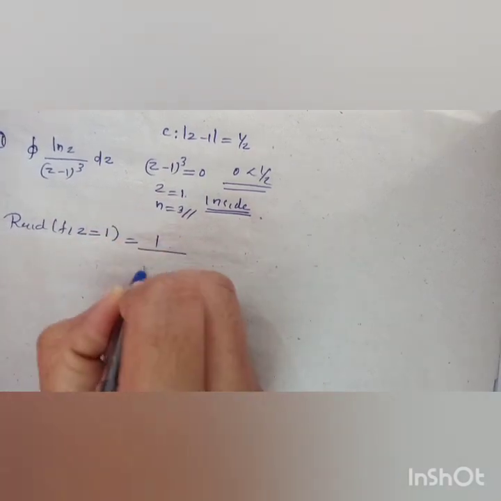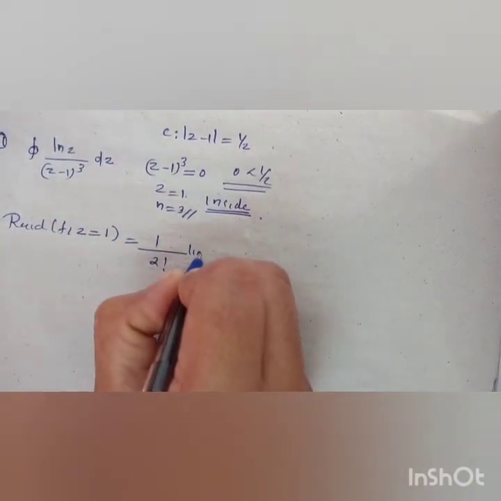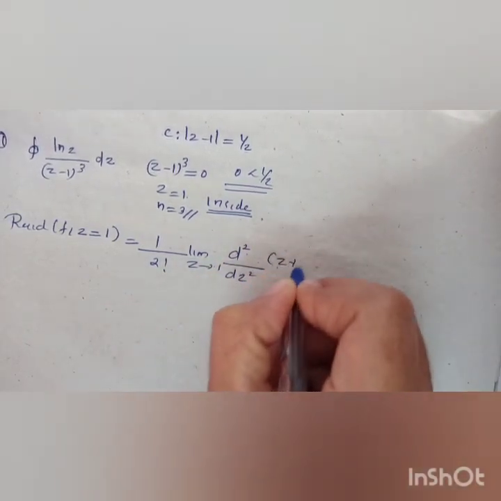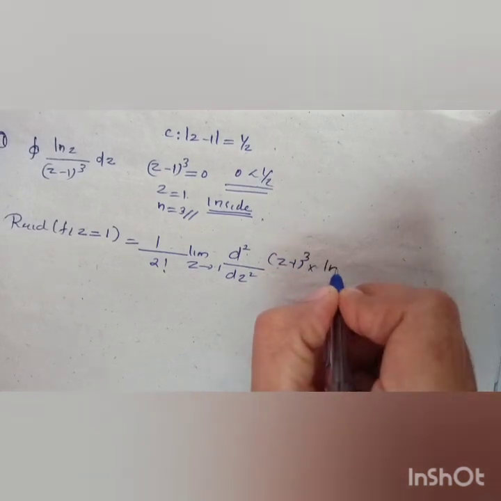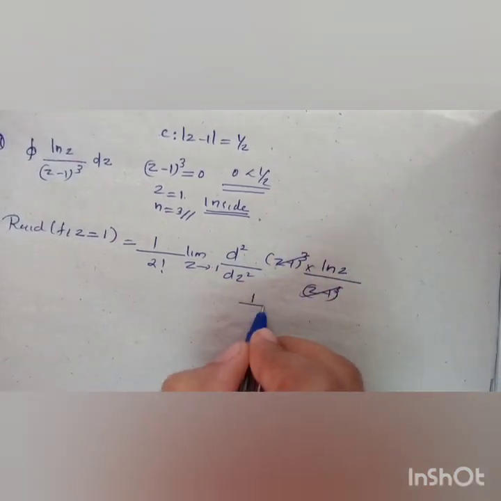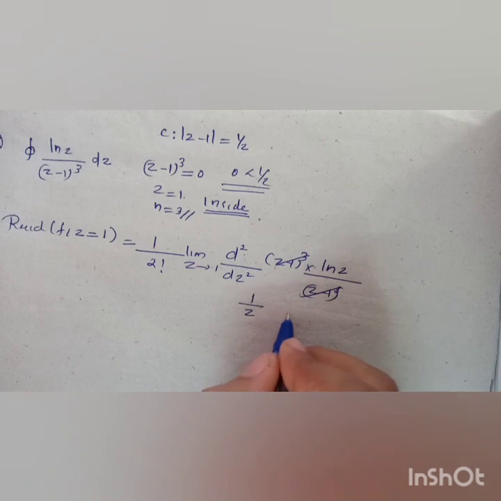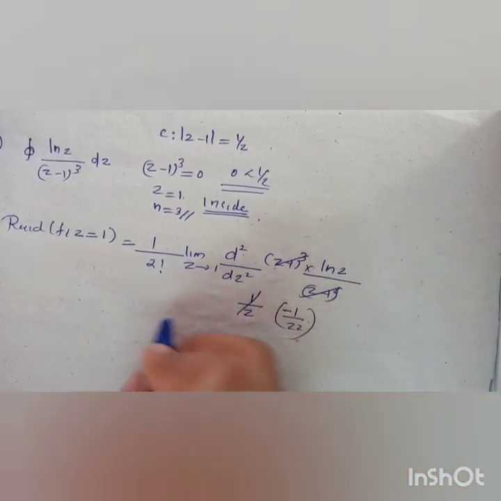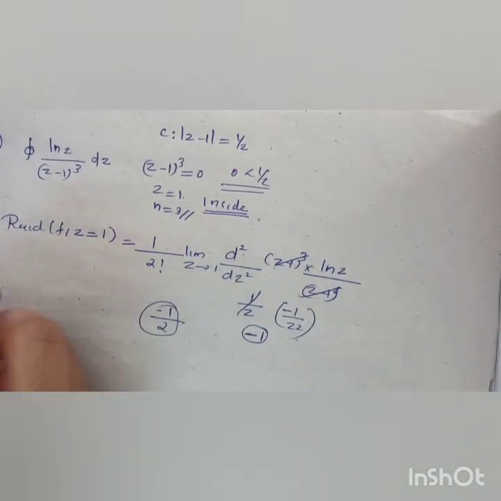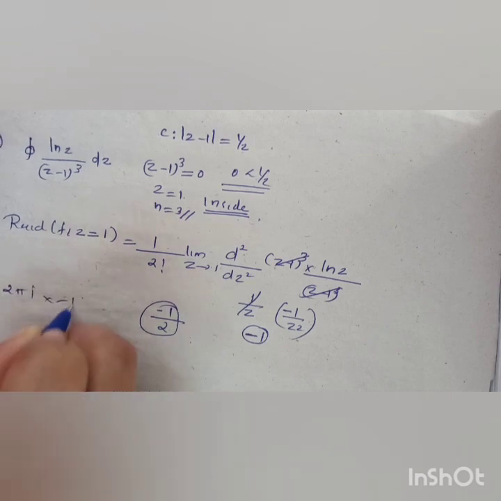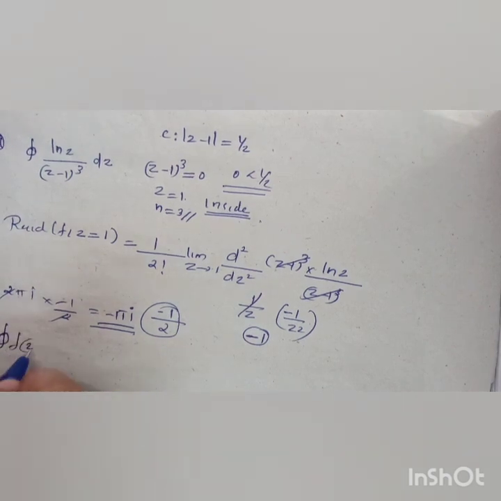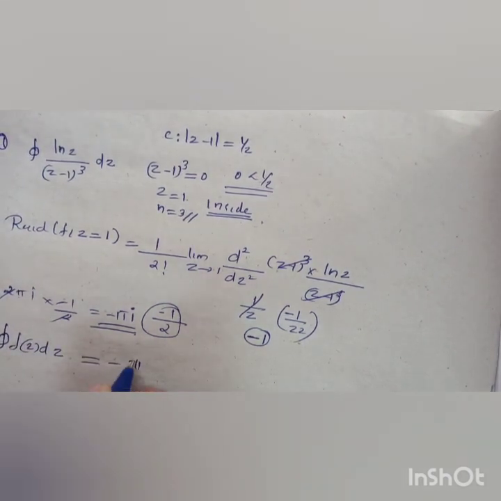It is given by 1 by (n minus 1) factorial, that is 1 by 2 factorial, limit z tends to 1, the (n minus 1)th derivative of (z minus 1) to the power n into f of z. f of z is log z divided by (z minus 1) whole cube, so the derivative of log z is 1 by z, and the next derivative is minus 1 by z square. At z equal to 1, that is minus 1, so 1 by 2 into minus 1, that is minus 1 by 2. So 2 pi I into minus 1 by 2 gives minus pi I as the answer: the contour integration of f of z dz is equal to minus pi I.